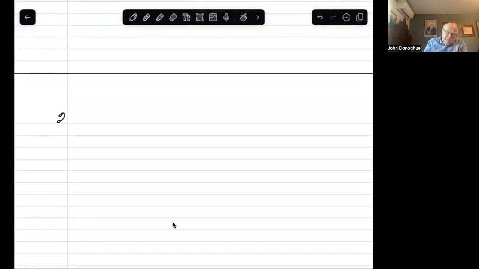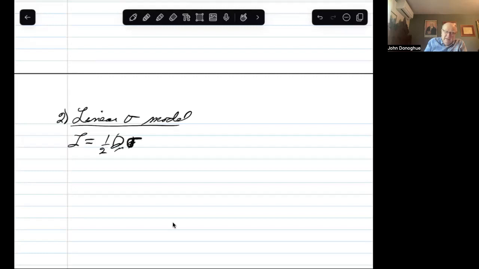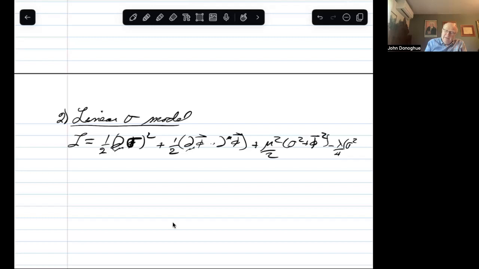And the second example is more interesting, more complicated. It's going to be the linear sigma model. Here, the Lagrangian is 1/2 (d mu sigma) squared plus 1/2 (d mu phi) squared, where phi is a vector field, so massless particles with a symmetry which involves sigma squared plus phi squared. The potential is mu squared over 2 times sigma squared plus phi squared, minus lambda over 4 times sigma squared plus phi squared, all squared.